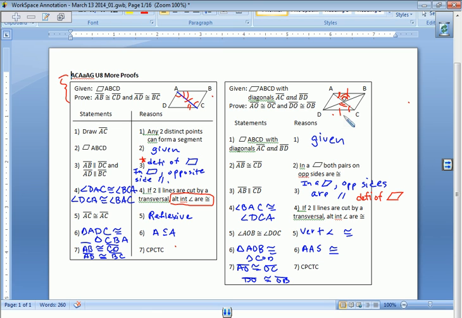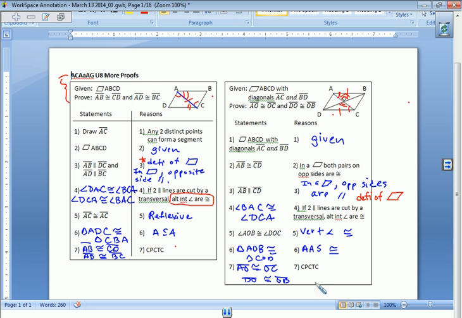But in the first proof, why couldn't we just say, well, we know it's a parallelogram, so then AB and DC are parallel? Because what we're trying to do in this problem is prove that that statement is true. So to prove that that statement is true, you can't use that statement itself. You have to use other supporting evidence.